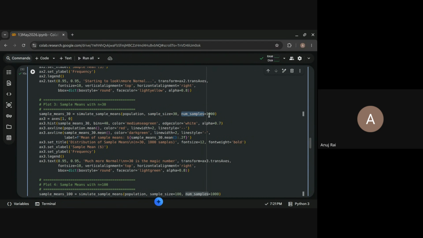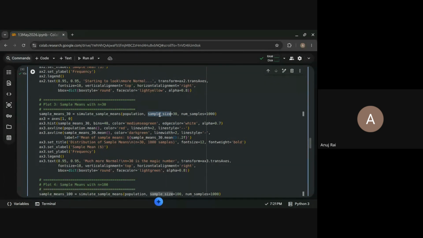Here the parameter number of sample is 1000, so we are taking 1000 individual data points. Number of sample here means the number of data points, and sample size means the number of times we conducted, let's say, the number of surveys.